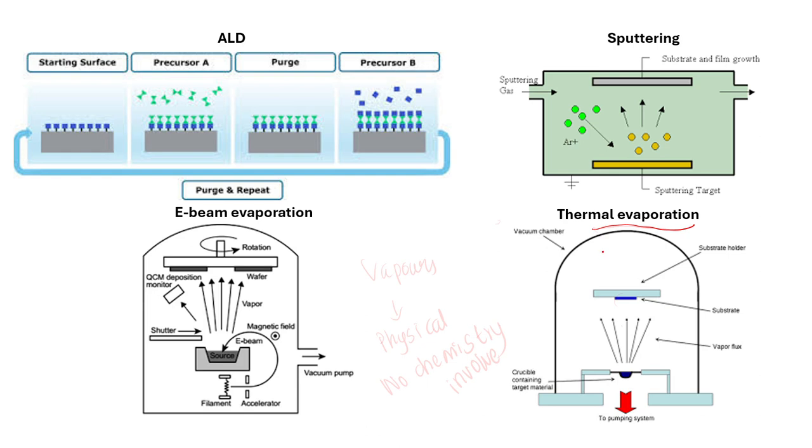So in the cases of sputtering, e-beam evaporation and thermal evaporation, we are forming vapors using physical processes, meaning there is no chemical reaction involved. If there is some chemistry involved, then it becomes chemical vapor deposition. We don't see any chemical reactions happening here. So the answer is ALD. Is this clear?